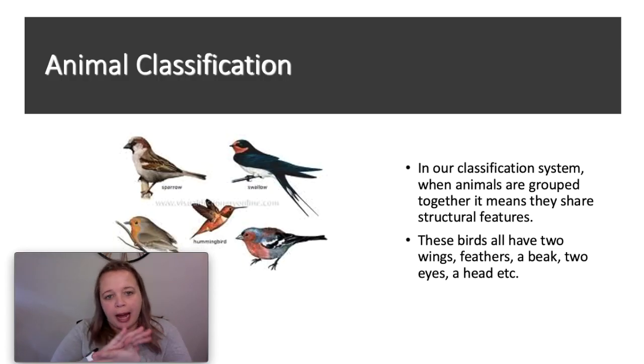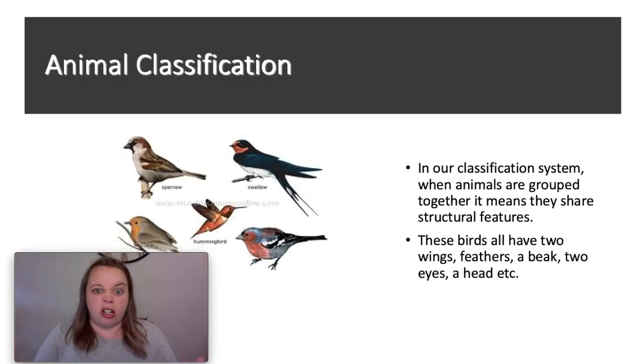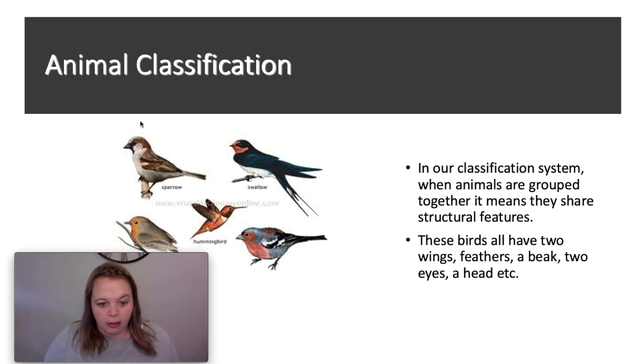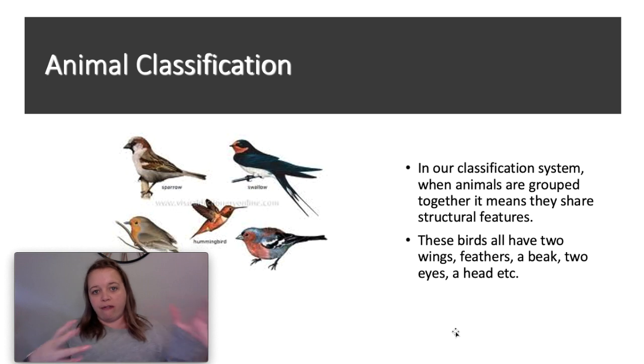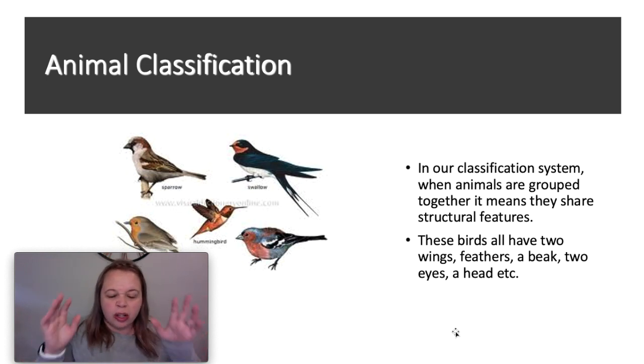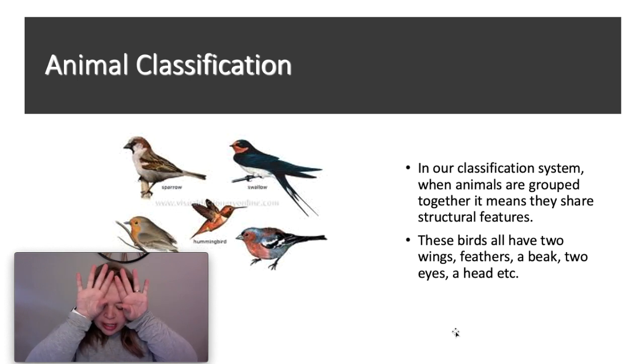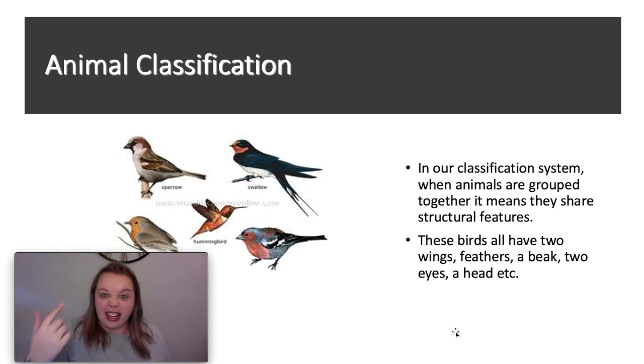So to begin with, let's look at the ways that we can classify animals. When we group animals together, usually it's on structural features. For example, these birds that you can see here, a sparrow and a swallow and a hummingbird, and this little finch over here, they all have two wings, they all have feathers, they all have a beak, they all have two eyes that face forward, or they're on the sides of their head like here, and they all have a head to begin with. So all of those things group them together as being a bird.